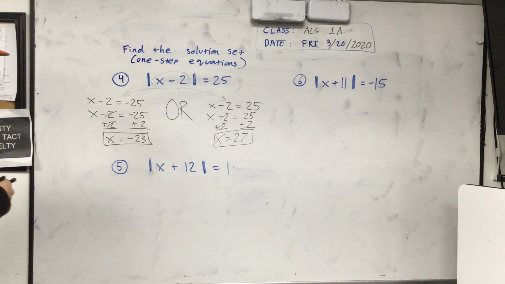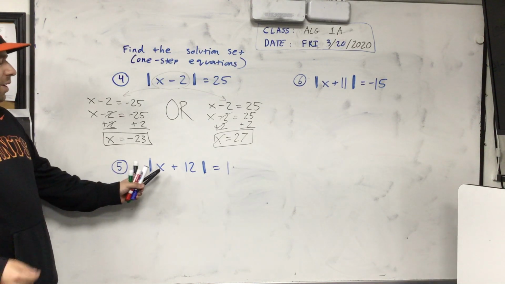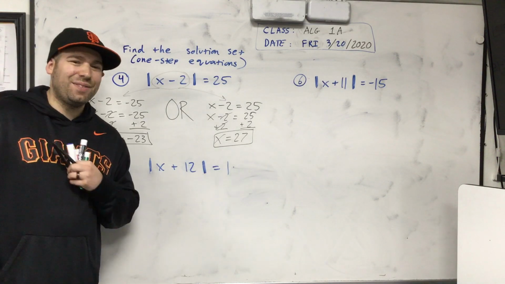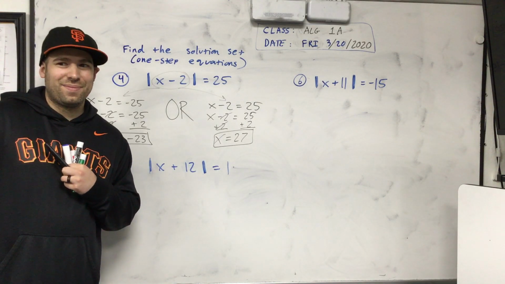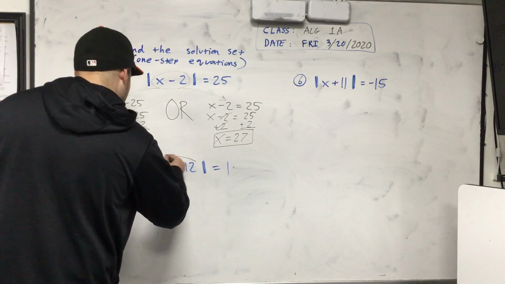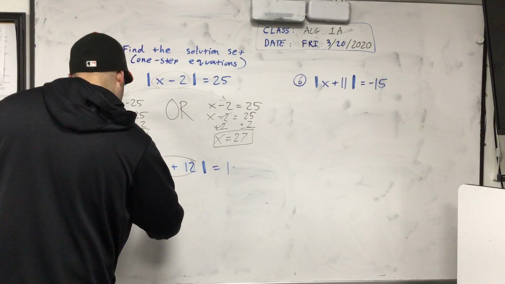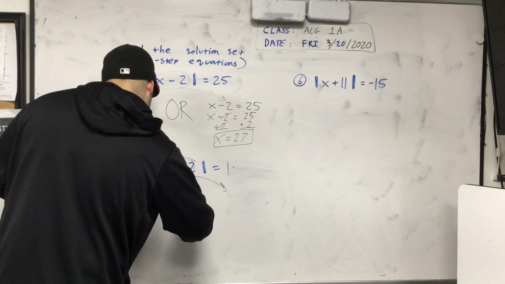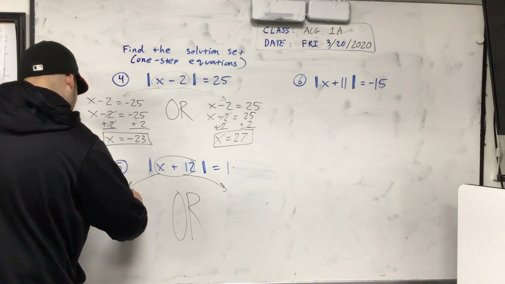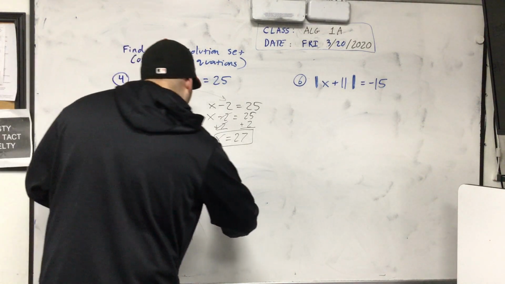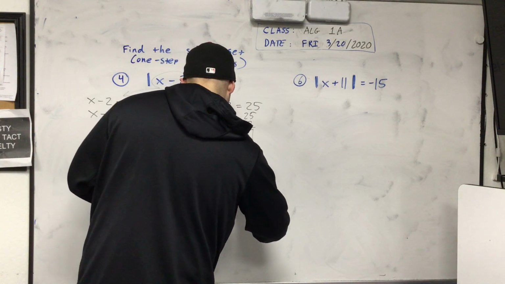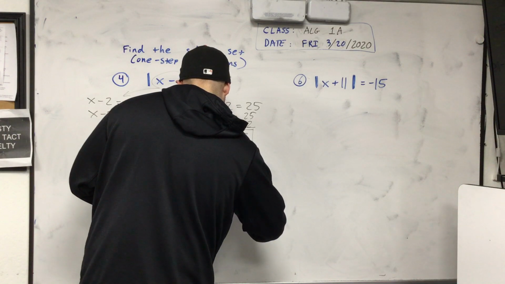Number 5. The absolute value of x plus 12 is equal to 1. Is this output going to be positive or negative? Okay, it's going to be positive, so that means I can break this up into 2 cases. So I've got x plus 12 is equal to negative 1, or x plus 12 is equal to positive 1.